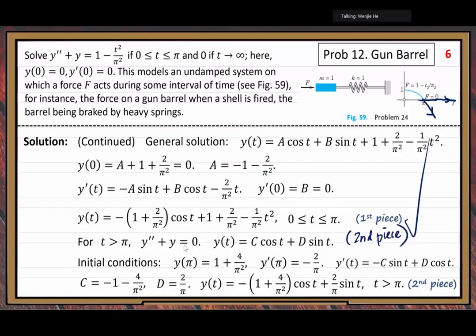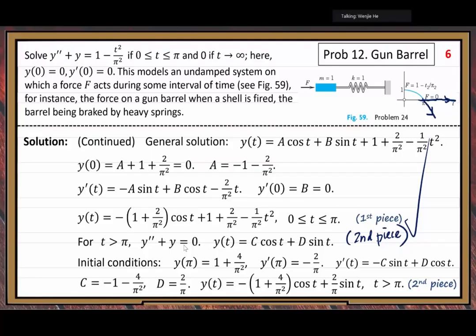While we can use y prime of pi from the first piece as the same initial value for the second piece, is there any problem to use it? If you look at the f function, it is continuous, no problem. But its derivative is not continuous, right? Here I'm talking about the f function first. Let me talk about the f function first.